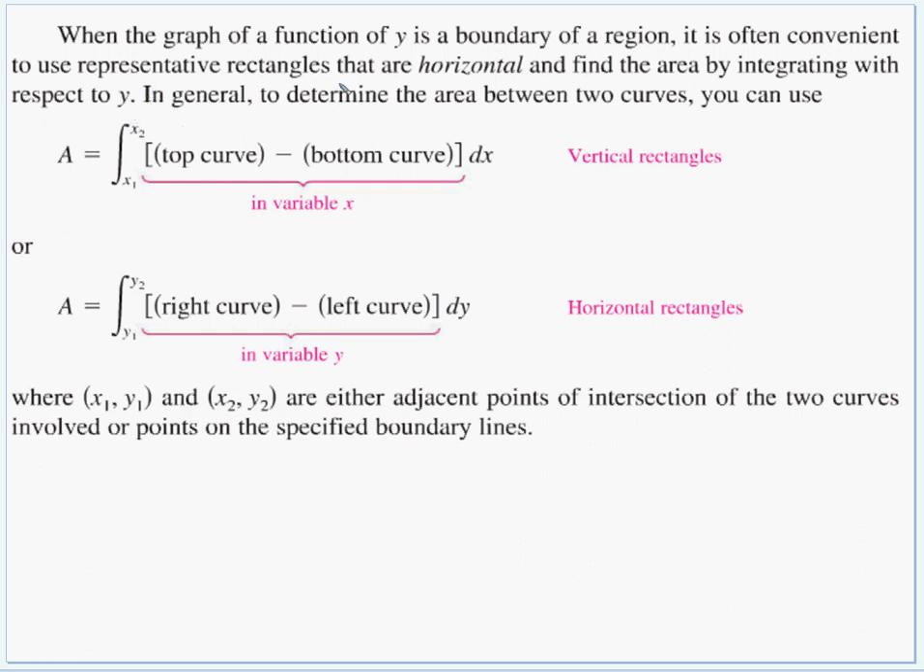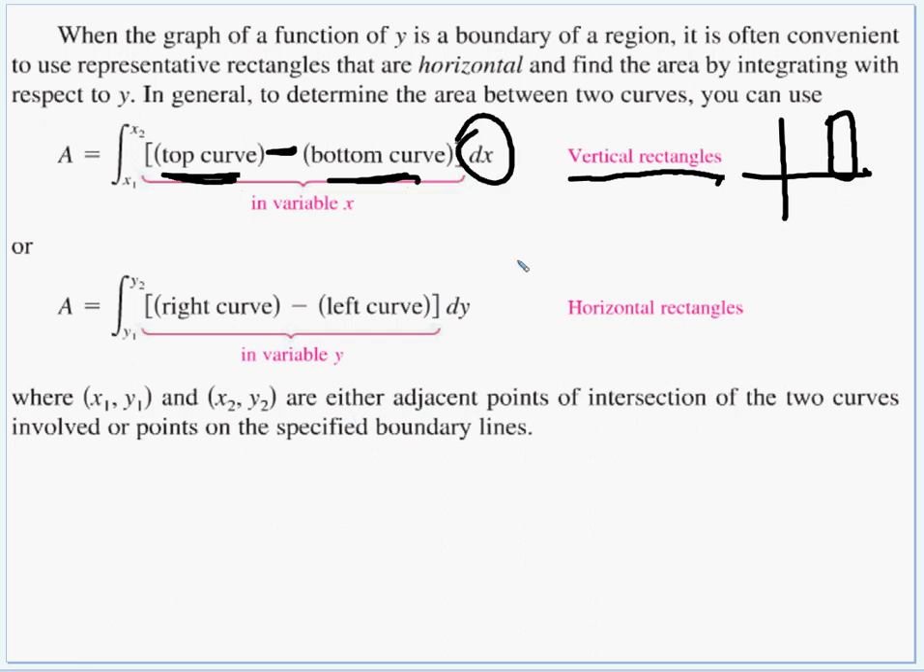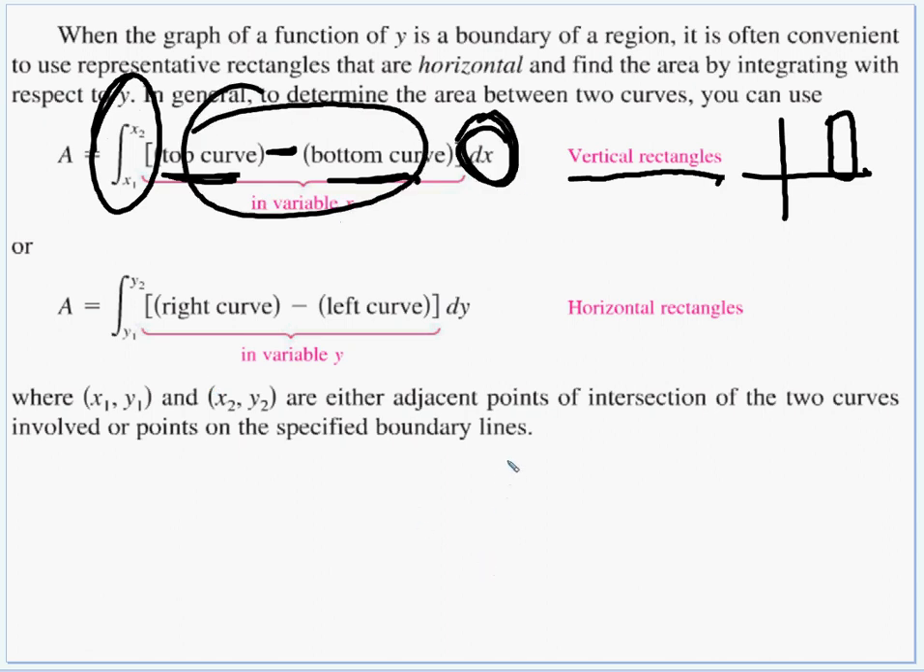In general, to determine the area between two curves, if we have vertical rectangles perpendicular to the x-axis, our upper and lower limits will be numbers on the x-axis. It will be top curve minus bottom curve, and a dx differential. So everything is in terms of x. Our limits come from x. Our functions have x's in them. We have a dx differential.